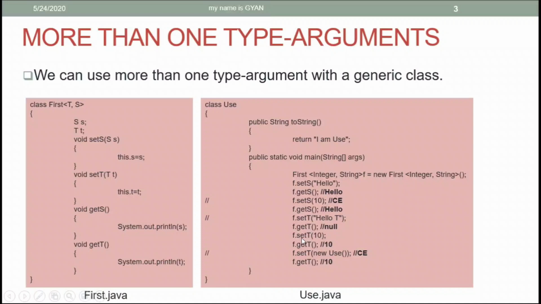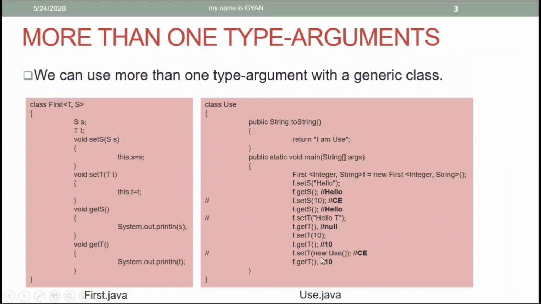After that, we are trying to pass the integer t as the actual argument of the method setT, and that we can do because t is considered as integer. Therefore, after this statement, when we call the method getT by using the reference variable f, it will print 10.